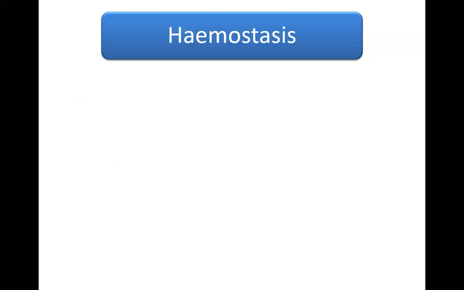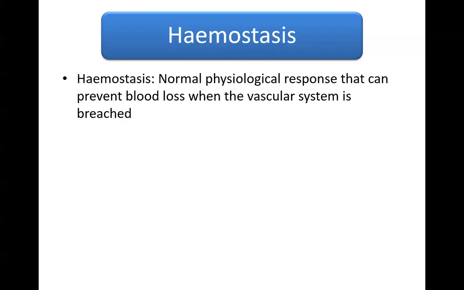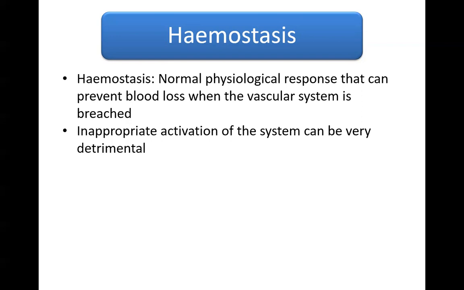What is hemostasis, guys? Anybody? What is hemostasis? That's homeostasis. Yeah. So hemostasis is a normal physiological response that can prevent blood loss when the vascular system is breached. So everybody bleeds after they have a trauma or something. But when we do bleed, the body's hemostatic responses come into play to stop the bleeding. And it is an interplay between three main things, which is the vessel wall, the platelets, and the clotting factors. These three things together constitute the hemostatic system.